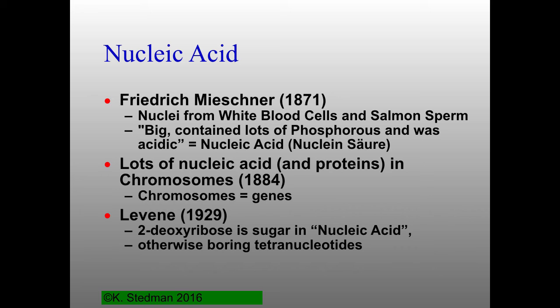First started with white blood cells. Turns out I couldn't get enough of those. Salmon sperm was really easy. And what I was able to find, just looking at this nucleic acid, was that it was big in terms of size, had a lot of phosphorus, and was pretty acidic. And acidic because of the phosphorus. Remember, acidity is giving off those hydrogens to water. And so that's where the acidity came from.